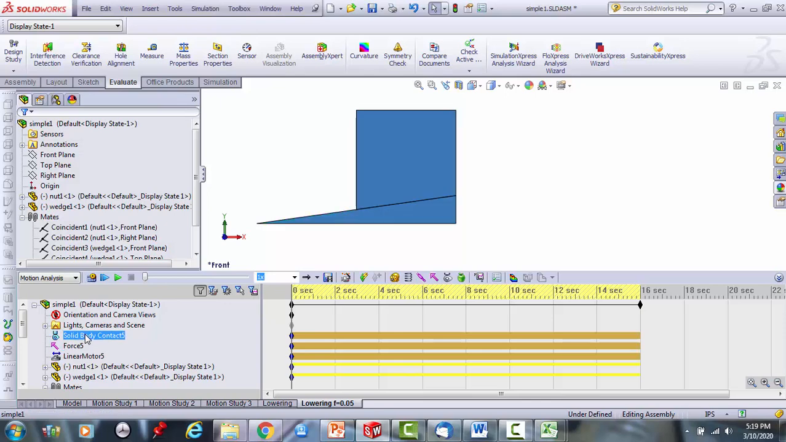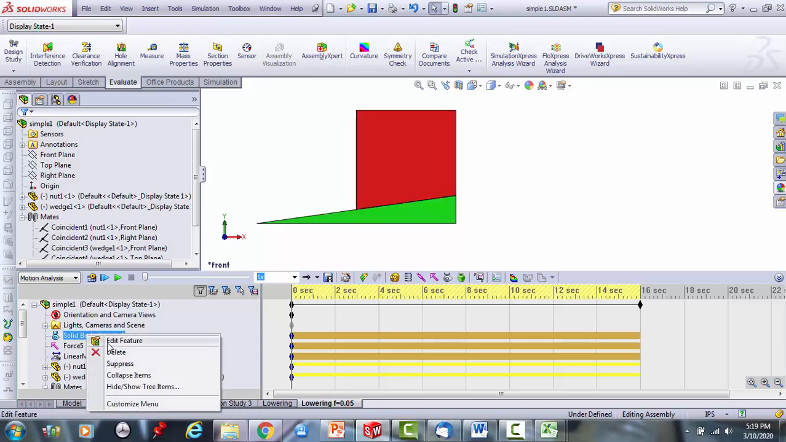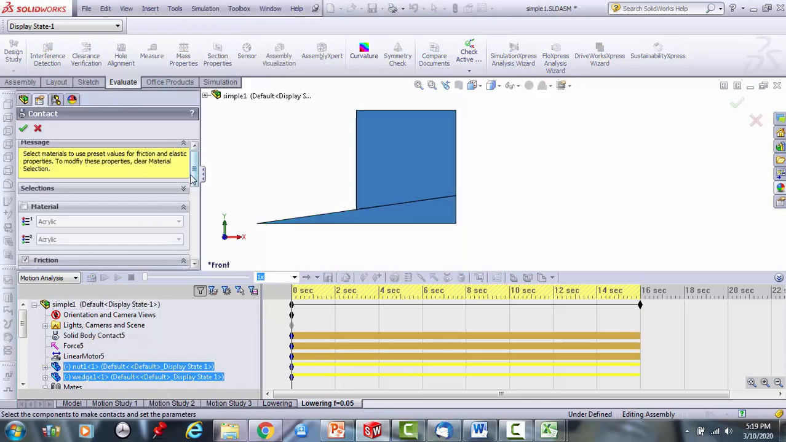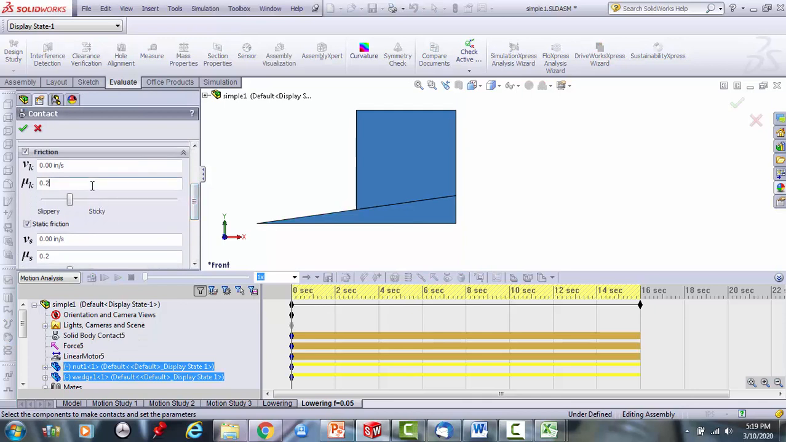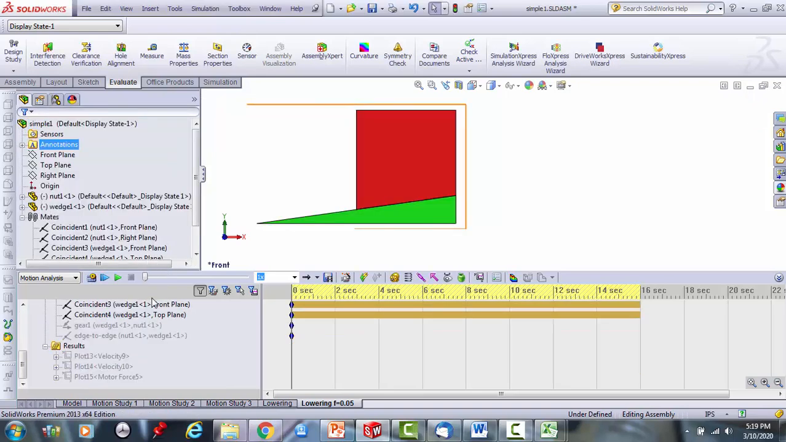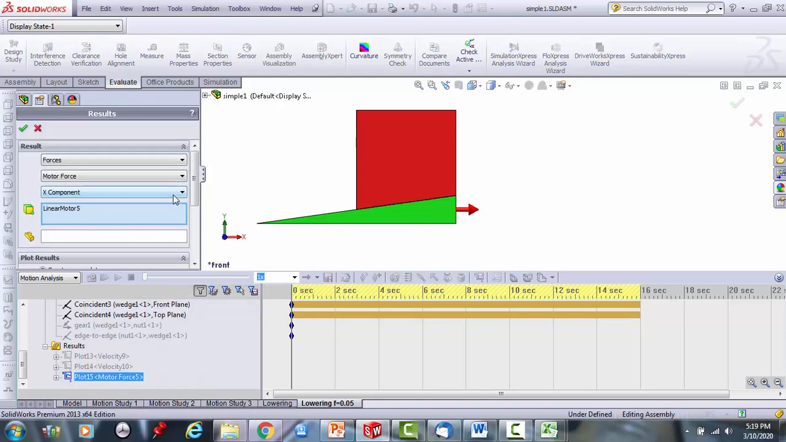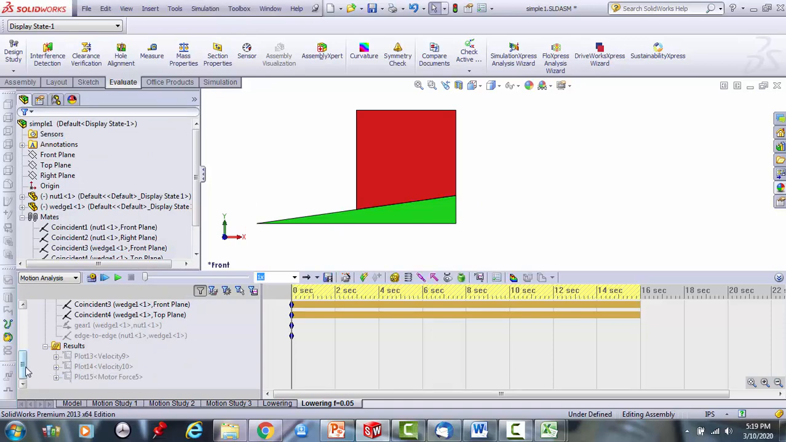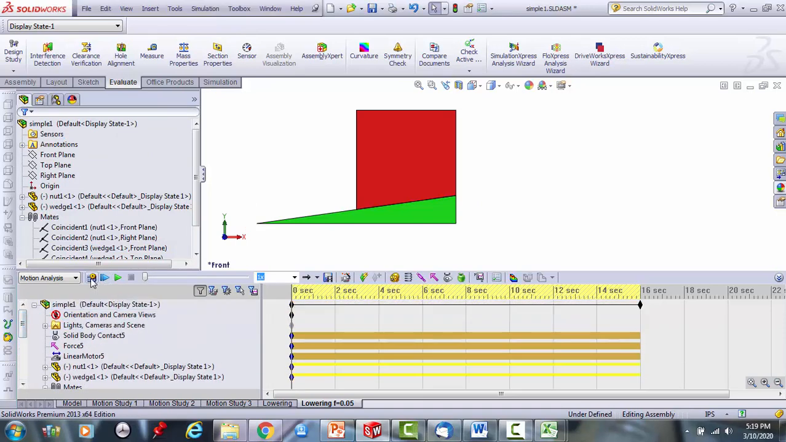Going to go up here to Solid Body Contact, Edit Feature. Change that to 0.05. So this should be backdrivable. Let's see what this looks like. And I've got my force configured to show X component, so that's good. Okay, let's calculate it.